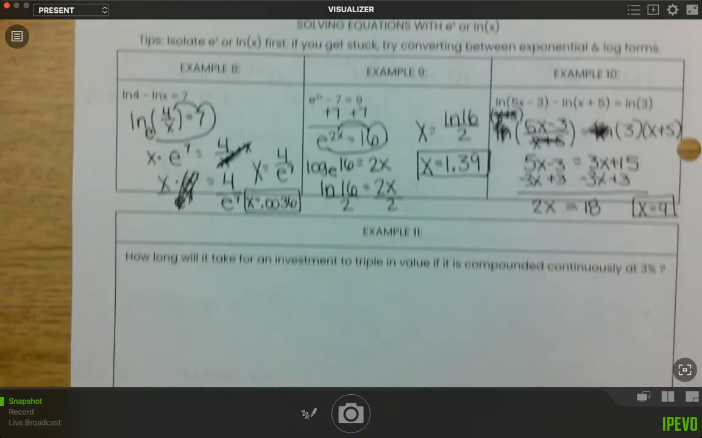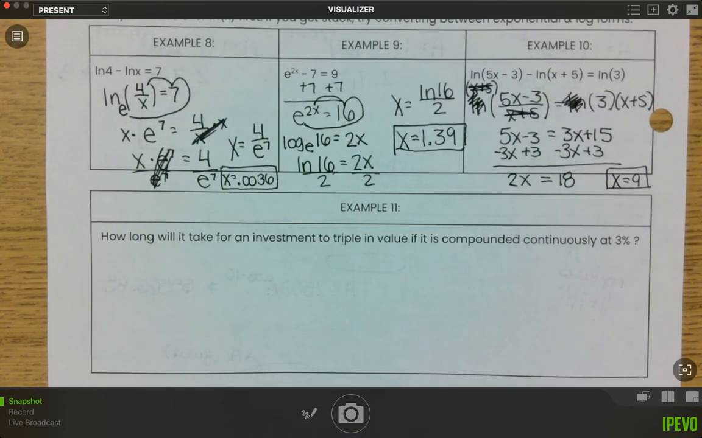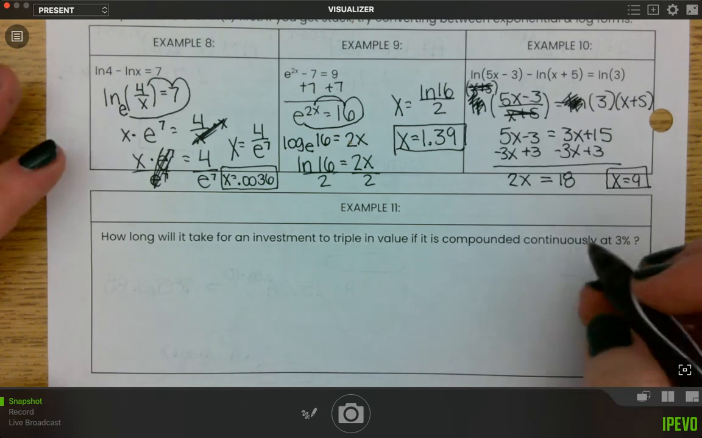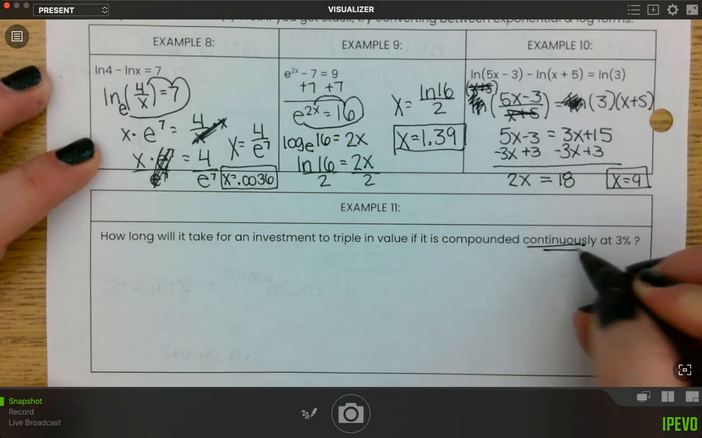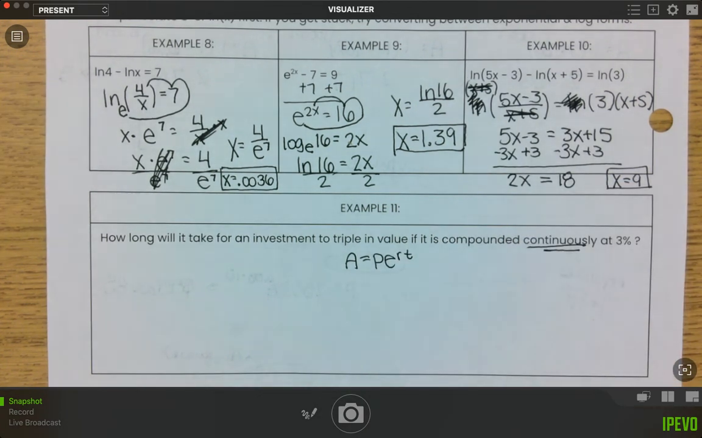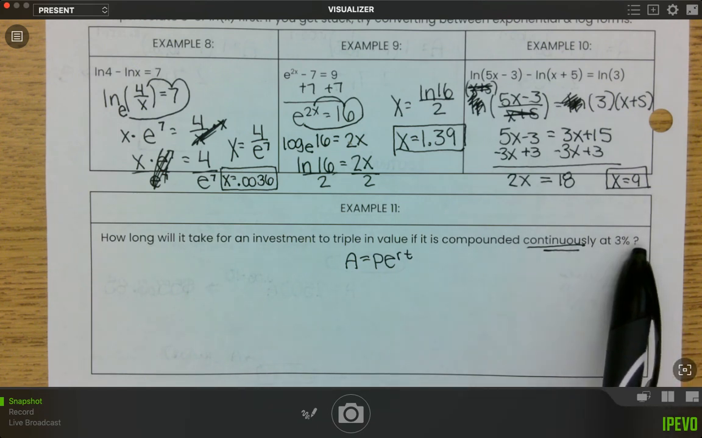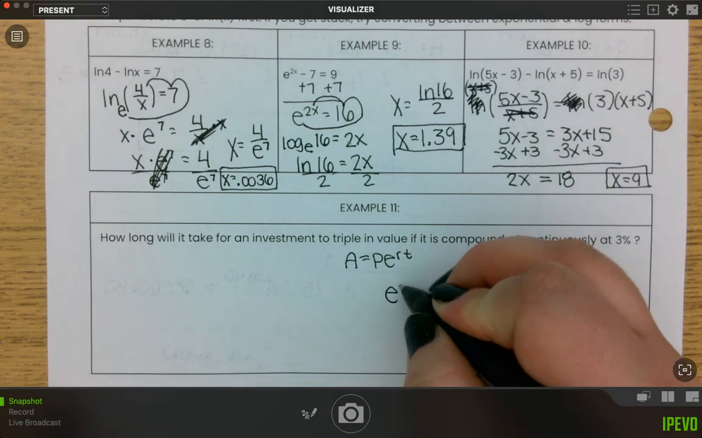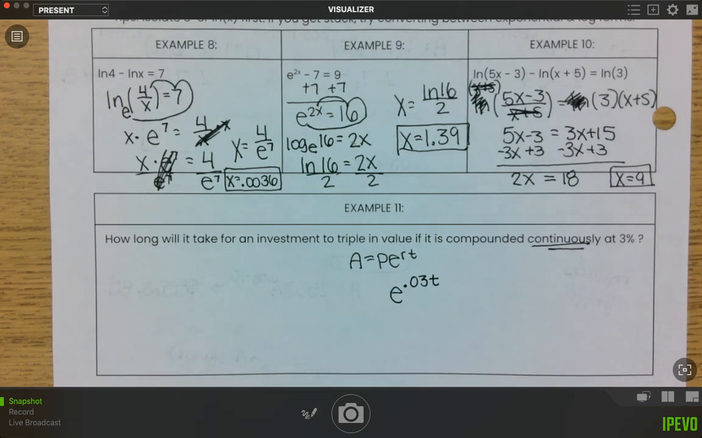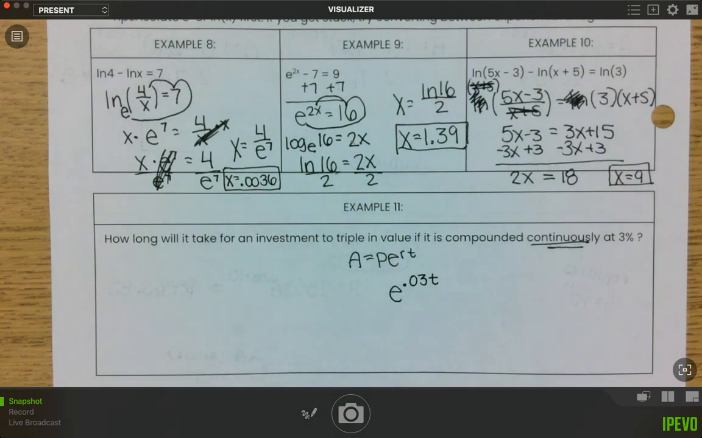And then we have one last word problem down here. How long will it take for an investment to triple in value if it is compounded continuously at 3%? This is continuously, which means we're using this formula right here. One issue with this one is it tells you the percentage, so that's 0.03 t. We don't know how much time there is, but part of the issue is it wants you to triple the investment, but it doesn't tell you how much.